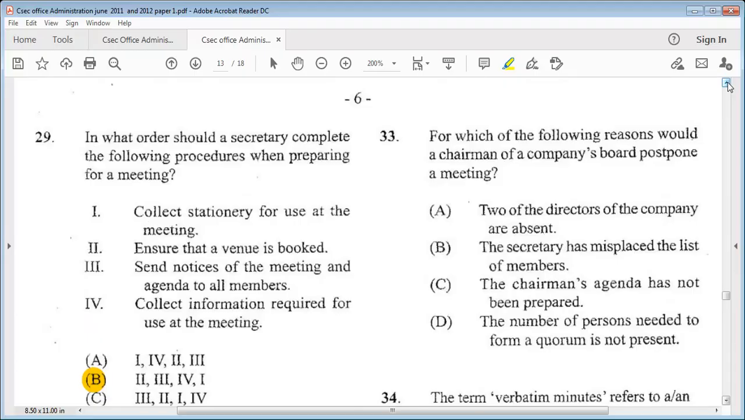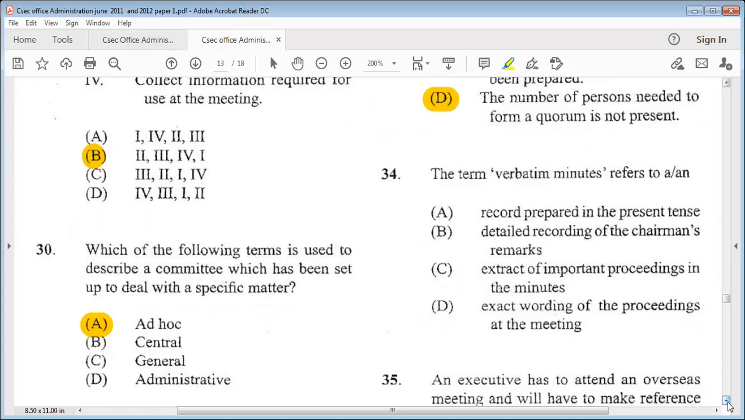For which of the following reasons would a chairman of a company's board postpone a meeting? A, two of the directors of the company are absent. B, the secretary has misplaced the list of members. C, the chairman's agenda has not been prepared. Or D, the number of persons needed to form a quorum is not present. Our answer is D. The number of persons needed to form a quorum is not present.